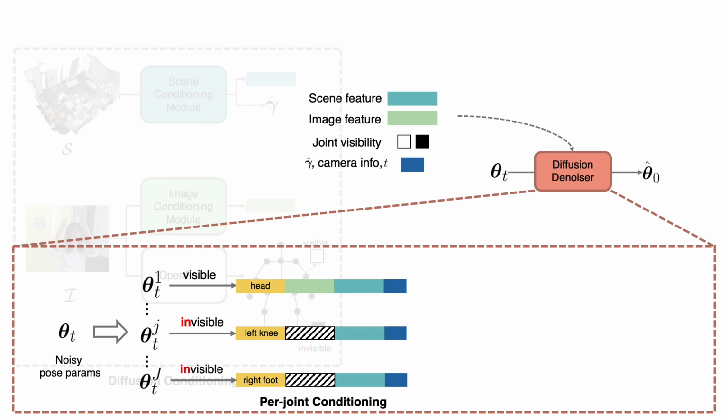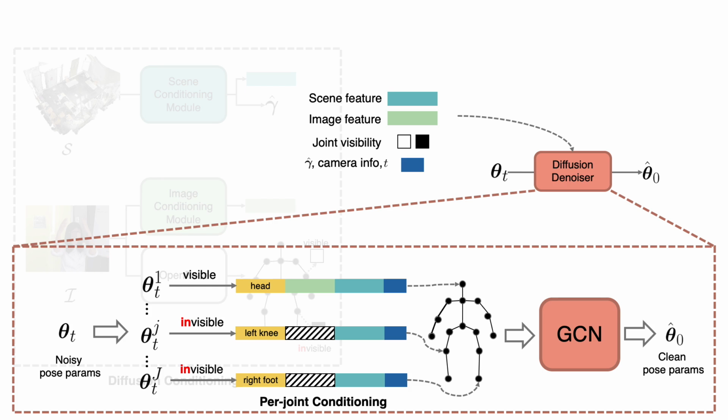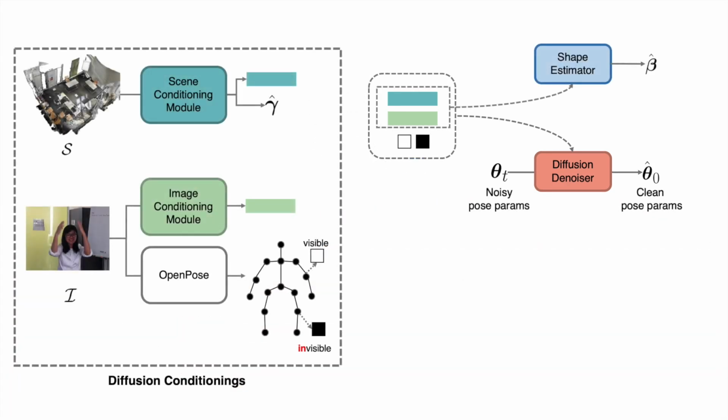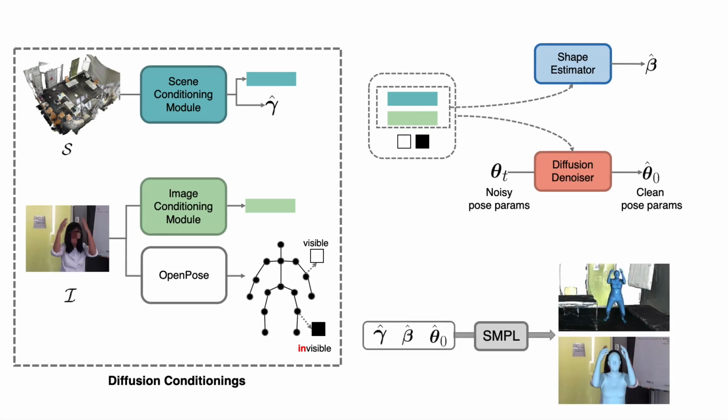Given the human kinematic tree, we adopt a graph convolution network to incorporate interjoint dependencies and regress the clean body pose. Additionally, a shape estimator takes the scene and image features to predict the body shape beta. Given the denoised body pose, estimated body translation and shape, the full body mesh is regressed, in plausible interactions with the 3D scene, and consistent with the image observation.